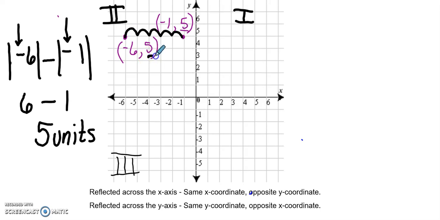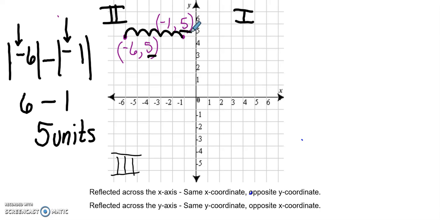Because 5 was the same, I needed to take -1 and -6. I needed to subtract the absolute value of -1 from the absolute value of -6 to get 5 units. Thank you for finding distance in a coordinate plane with me today.